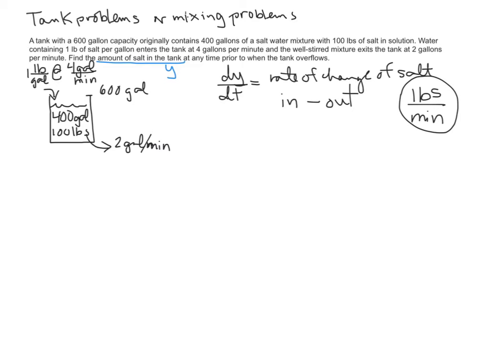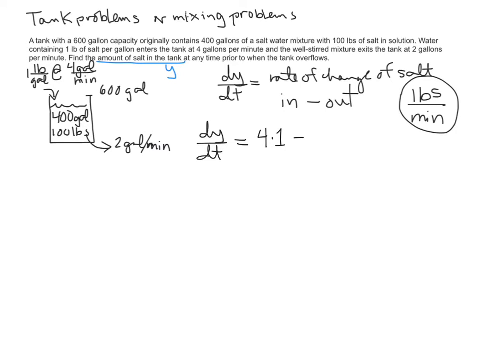So I'm going to write that down. So this now, we've got dy dt is going to equal 4 times 1. So that was that 4 gallons per minute times 1 pound per gallon. So the gallons would cancel. Again, you'd get pounds per minute. Minus what's going out of the tank.